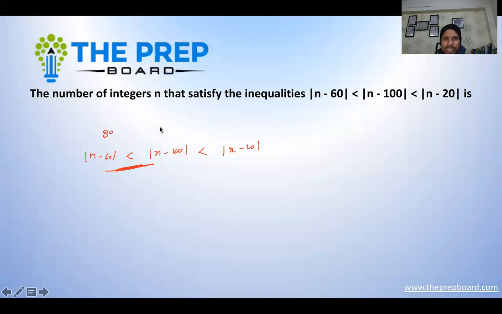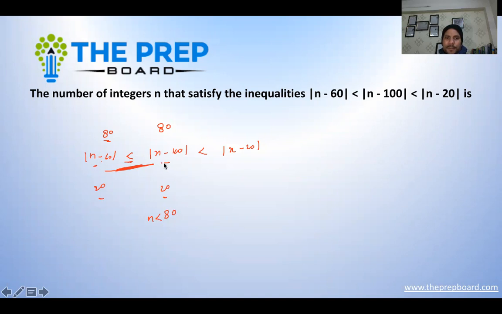When you put 80 here and 80 here, we'll find that this becomes 20 and this becomes again 20, because minus 20 mod becomes 20. So at 80 both are equal, and if we increase the value further to 81, this becomes 19 and this becomes 21. So this inequality will be wrong. So we cannot put the value of n which is 80 or more than 80. So n should be less than 80.